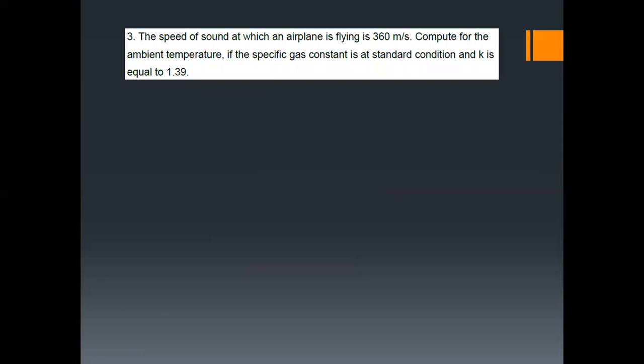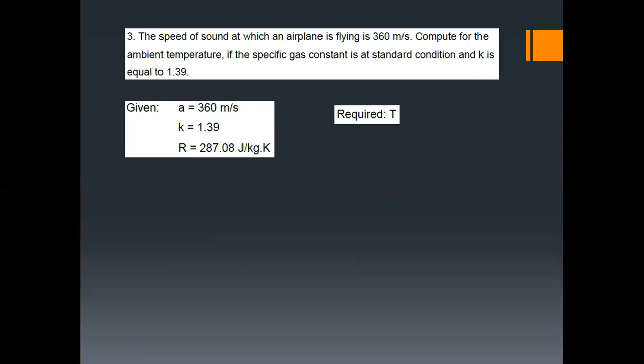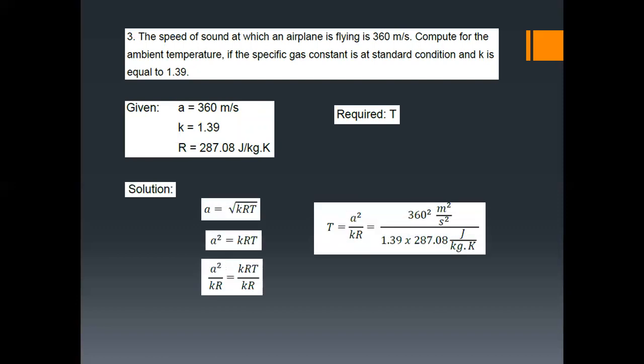And then the next question: the speed of sound at which an airplane is flying is 360 meters per second. Compute for the ambient temperature, assuming standard gas constant and a specific heat ratio of 1.4. What we're looking for here is the ambient temperature. So, imagine how to rearrange the square root of γRT to find the ambient temperature. Just transpose the formula, input the given values, and you'll get a temperature of 324.7725 Kelvin.